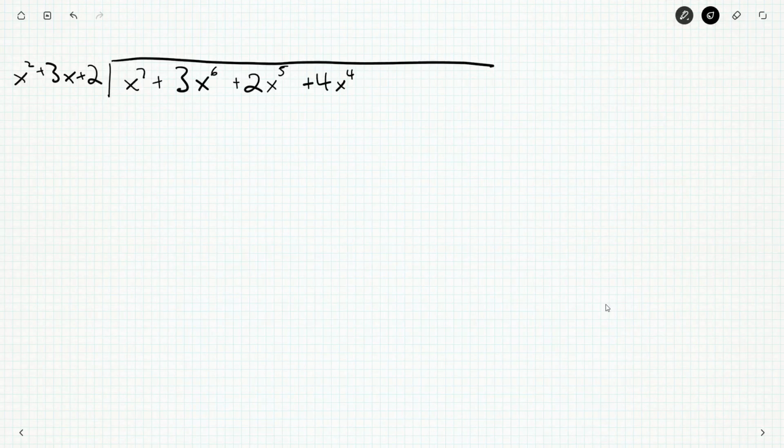Now, when you're setting it up, be sure to leave space. If there were like a 0x to the 3, write that in. Don't just skip over it and then do the x squareds here. Fortunately, we don't have that this time. X squared, I think it was plus x and then minus 2.